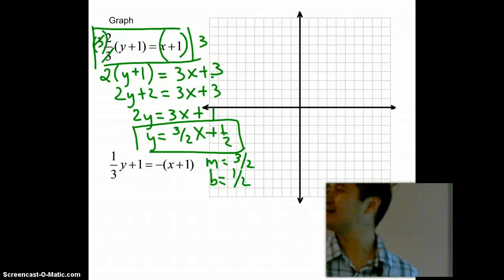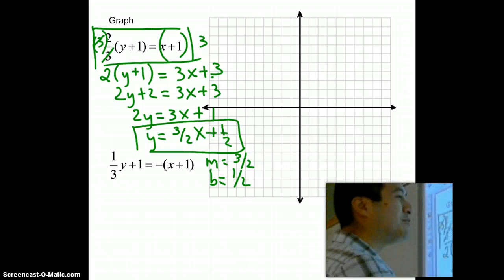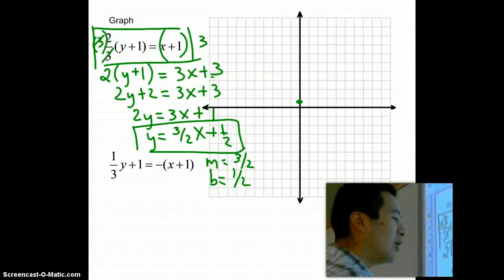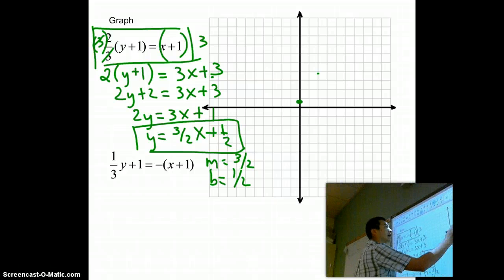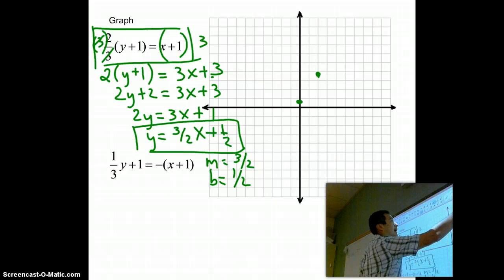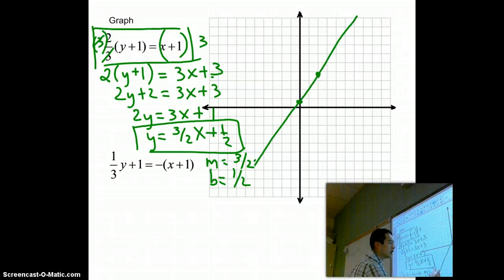I'm going to graph this real fast. Got a lot of people coming in now. Starting with b at 1/2. Going 3 up. 1, 2, 3. 2 to the right. Make my second dot. Draw my line. Perfect.